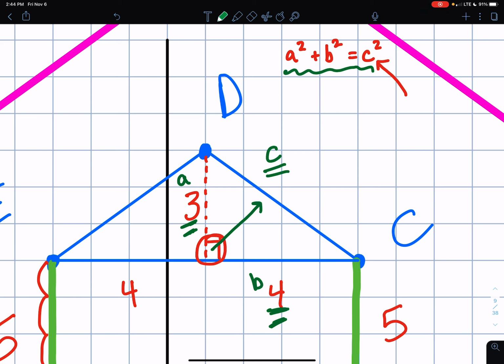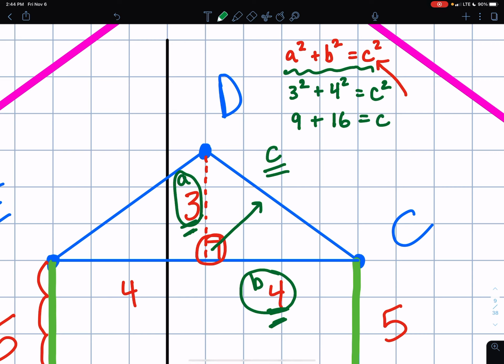So let's do it. Let's plug 3 in for A and 4 in for B. Instead of A squared, we're going to have 3 squared, plus, instead of B squared, 4 squared, and that equals C squared. Let's keep simplifying. All of these Pythagorean theorem problems are always the same. Once you get things plugged in, start by squaring everything. 3 squared, and remember, squaring by definition means multiplying by itself, so 3 times 3 is 9. Then 4 squared is 4 times 4, which is 16. And we still equal C squared.